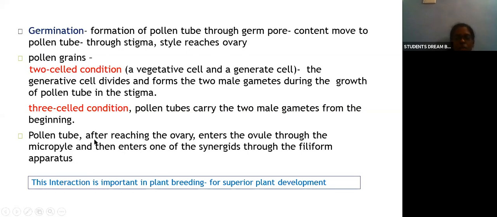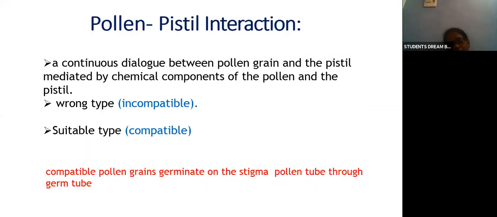Finally, the pollen tube after reaching the ovary will enter the ovule through the micropyle. The micropyle is the opening, so it will enter through the micropyle, then it will enter one of the synergids through the filiform apparatus. For superior plant development and successful breeding, this pollen and pistil interaction is very much important.